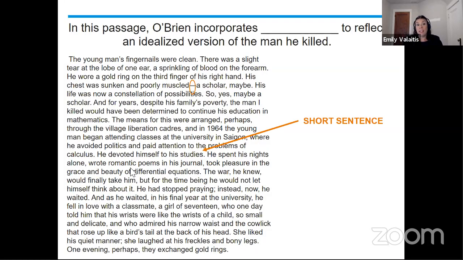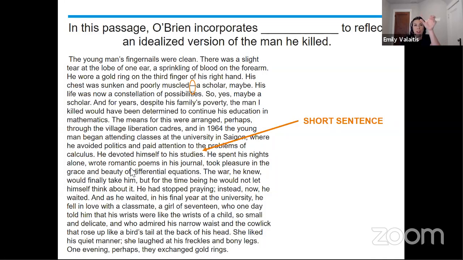Another thing that you might have noticed is he uses a lot of short sentences. There were plenty in the passage. One that really stuck out to me, though, was this one right here: "He devoted himself to his studies." And I like that one because it's sandwiched between two longer sentences.